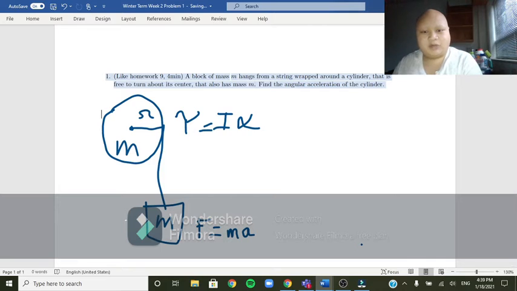A block of mass M hangs from a string wrapped around a cylinder that is free to turn around its center. That also has a mass of M. Find the angular acceleration of the cylinder.